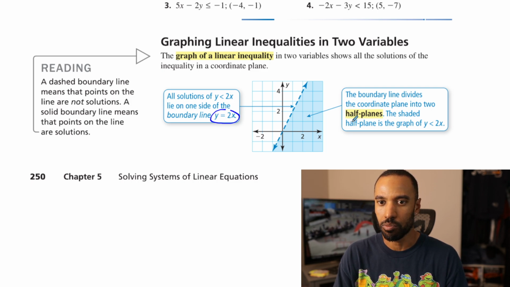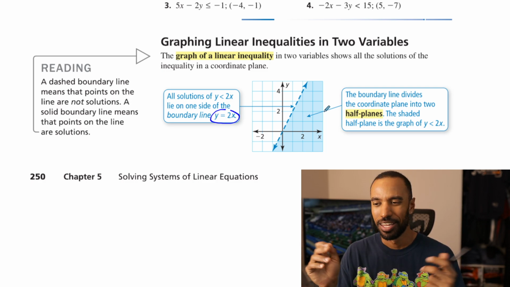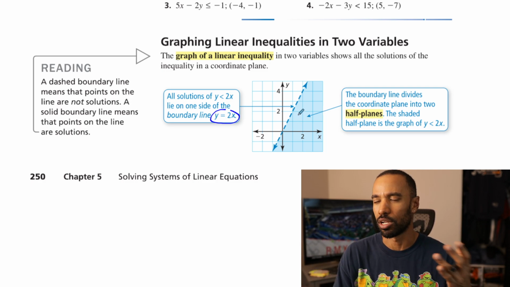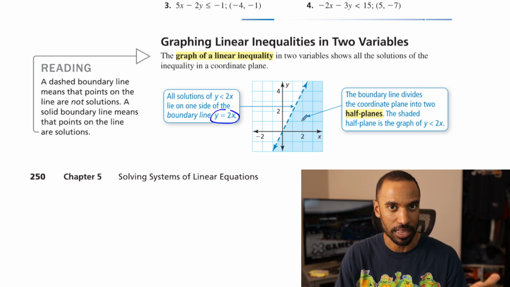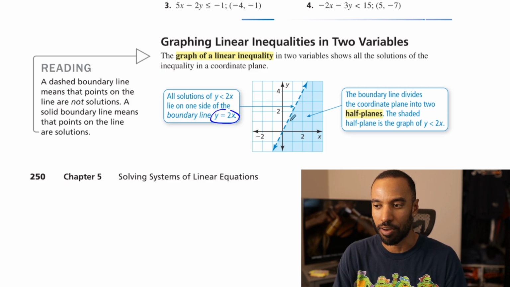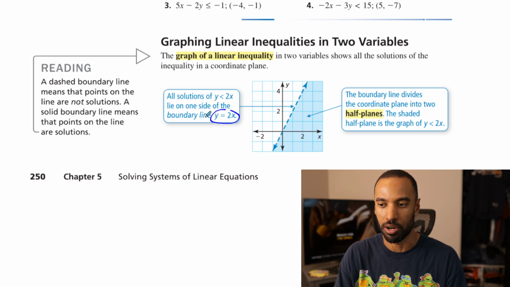Now, they refer to this as a half plane, being half of the graph that's shaded in half that's not. I'm just going to call it a region. I'll call it a shaded region, unshaded region. There's a region above, a region below, things like that. I'm going to state those. So the boundary line divides the regions for which there are solutions and are not solutions.